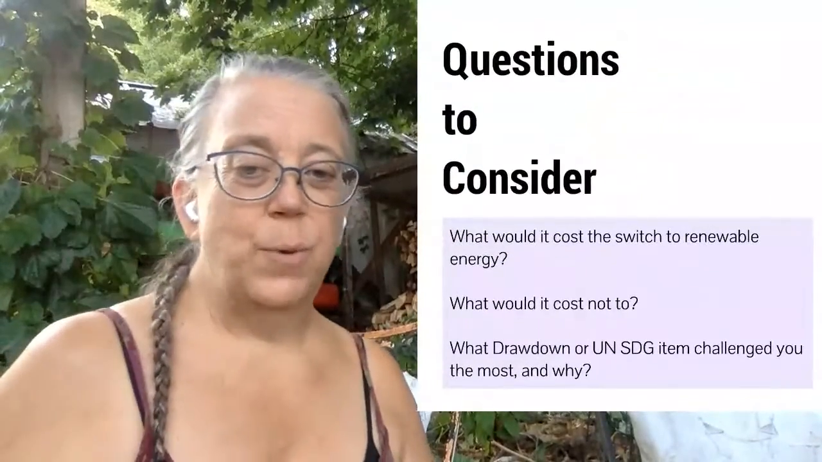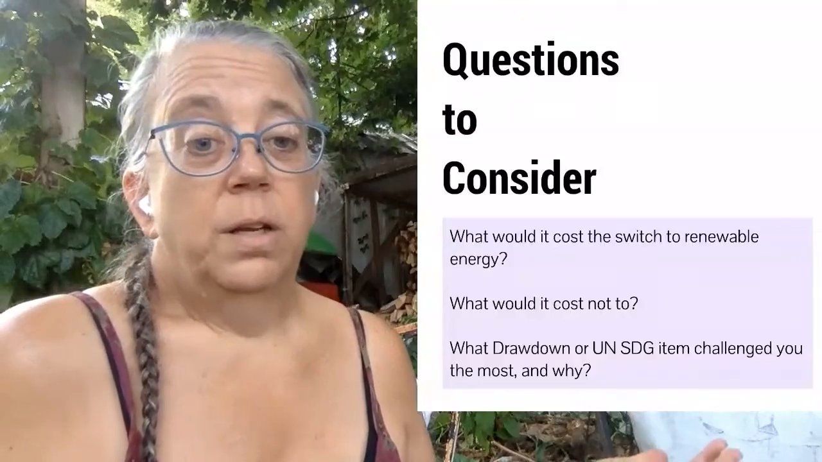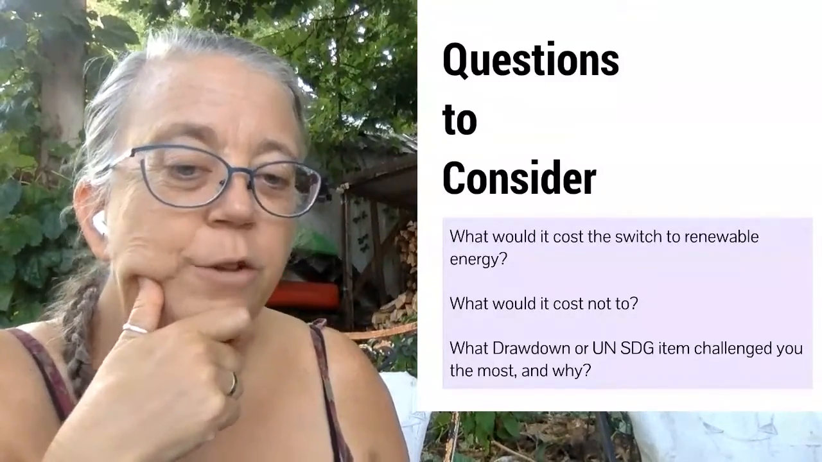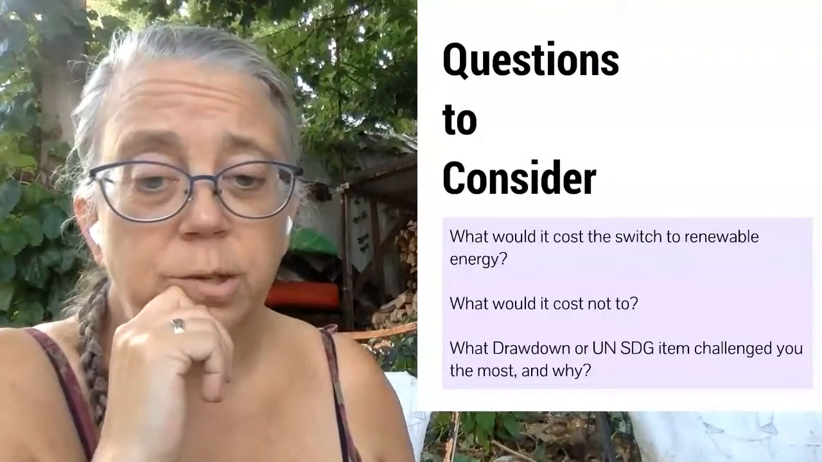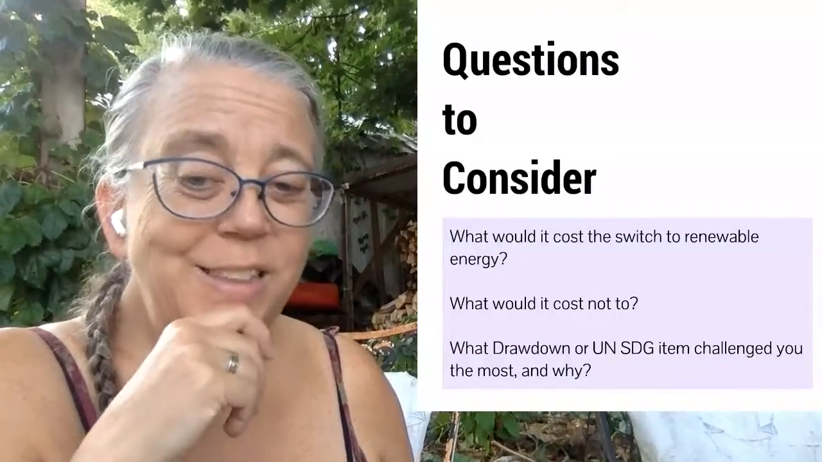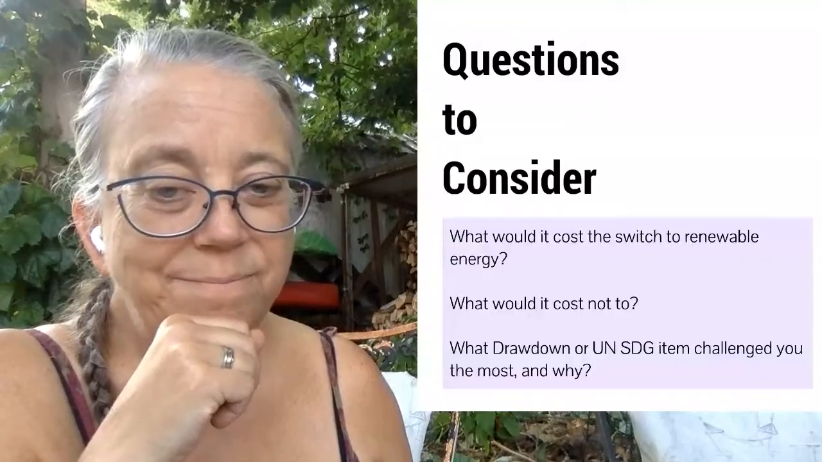And then in summary, the reflections, there's some questions to consider. Again, I mentioned this. What would it cost to switch to renewable energy? And it looks like I have a typo in there. What would it cost to switch to renewable energy? What would it cost not to switch? And what drawdown or SDG item challenged you the most and why? What are you learning so far?